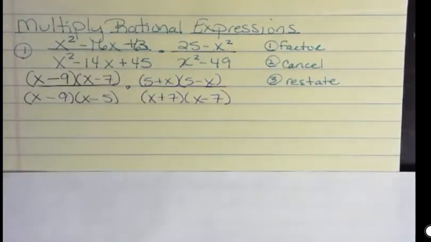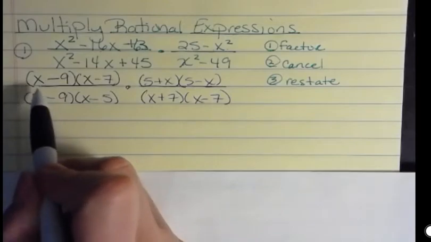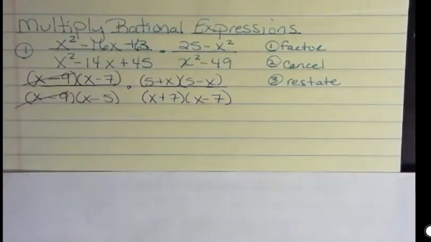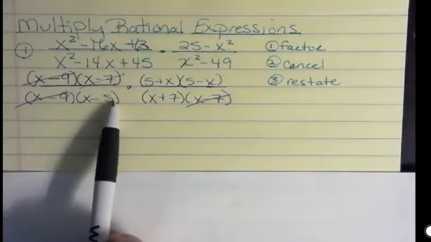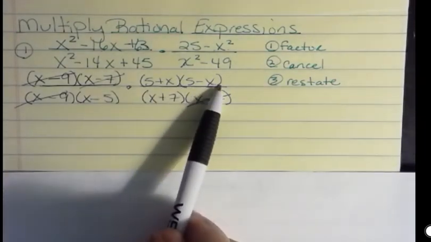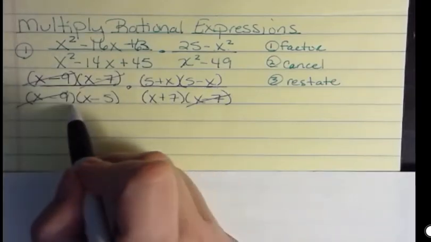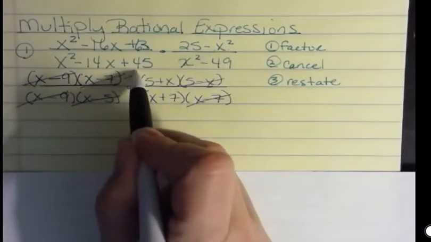So once I've factored everything, I just cancel what I can. As long as one is on the top and one is on the bottom, they can be canceled. So x minus 9 goes, x minus 7 goes, and then x minus 5 and 5 minus x, those are opposites. And when I cancel opposites, I get negative 1. So I'm going to cancel that, but I'm going to get negative 1.